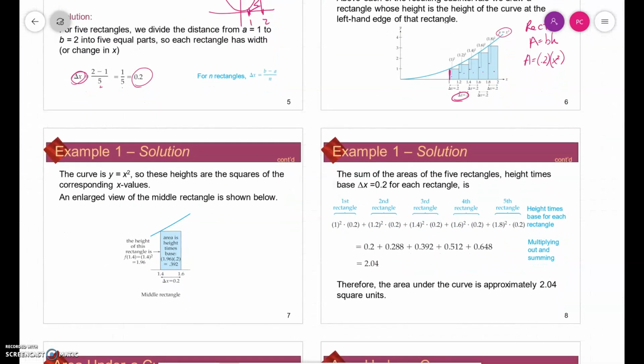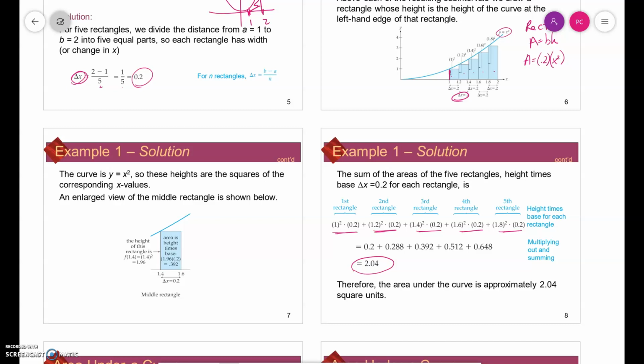So that's what we have. The height from say 1.4 to 1.6 is 0.392. The next slide here shows all those areas, showing just like I showed you above how to find the area. And we get an approximation of 2.04. So approximately that's how many square units are underneath that curve, if we're approximating with 5 rectangles.